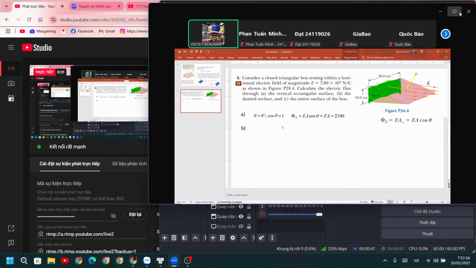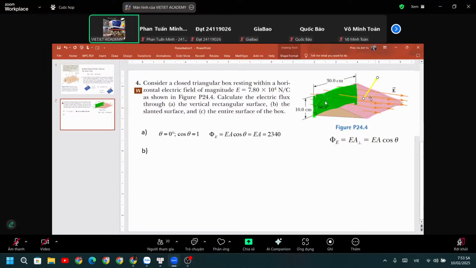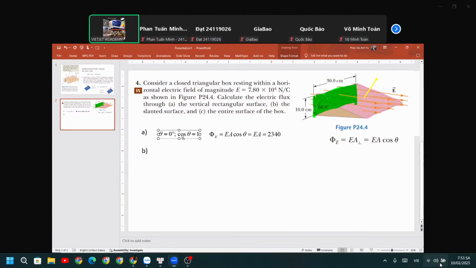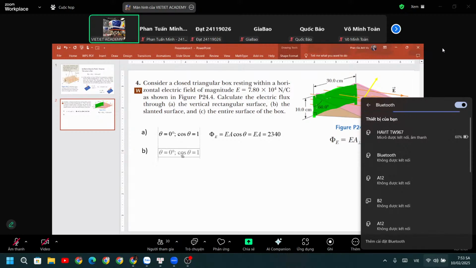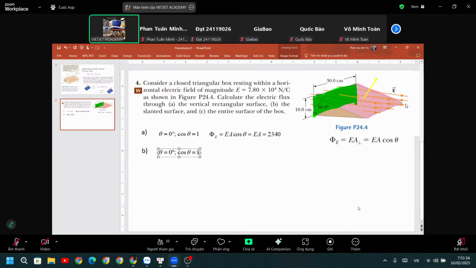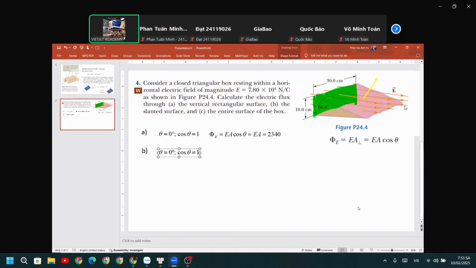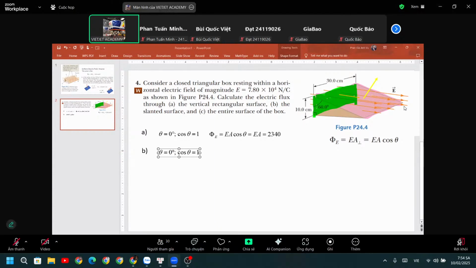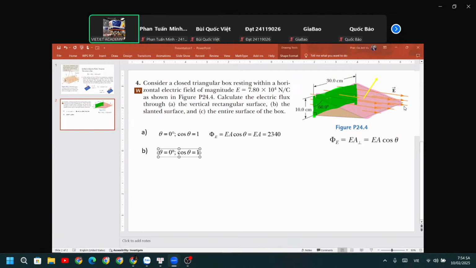What is the angle theta made of the electric field vector and the normal vector? Can you get that? 60. 60 degree, yes. 60, right? 60 degree. So I have to correct that here. Cosine of 60 degree is 0.5, right?